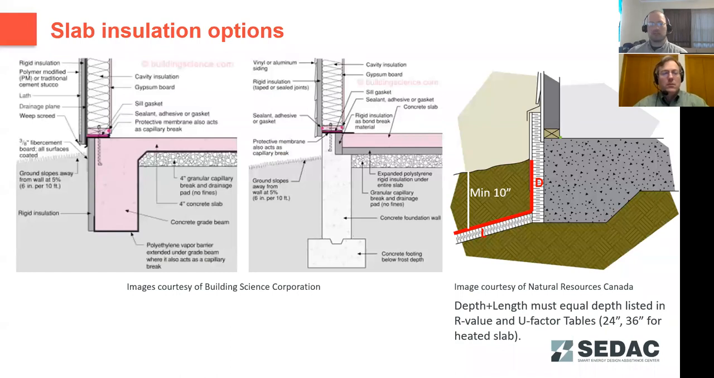For slab on grade construction, that perimeter slab insulation, what we're looking at here for the requirement, in the R value factor tables, that perimeter insulation needs to go 24 inches below grade, 36 for a heated slab. To answer the question for slab on grade building, does the existing insulation need to go to the footing or to 2 foot? It's that 2 foot requirement.